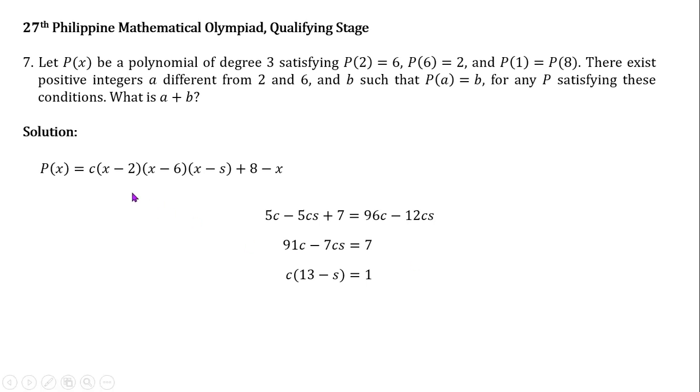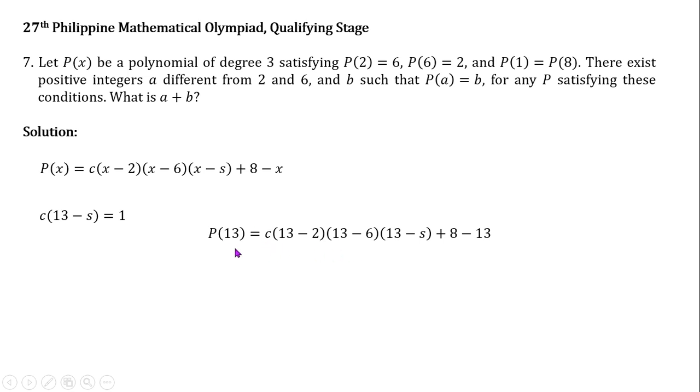Now if we go back to our representation of p of x, there is this part c times x minus s. This somewhat resembles the left hand side of the equation c times 13 minus s equals 1, except that there is no x here. Instead, we have the number 13. So if we substitute x equals 13 in our polynomial, we derive c times 13 minus s on the right hand side. If we do that, we will have this result.